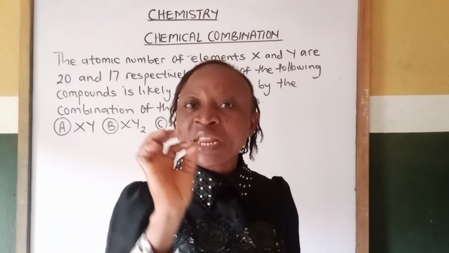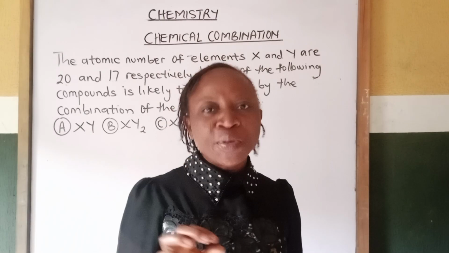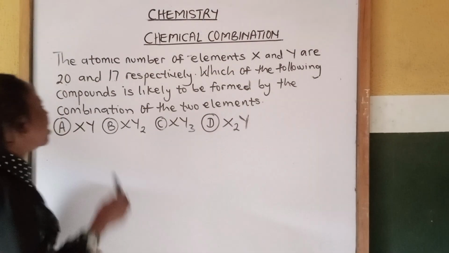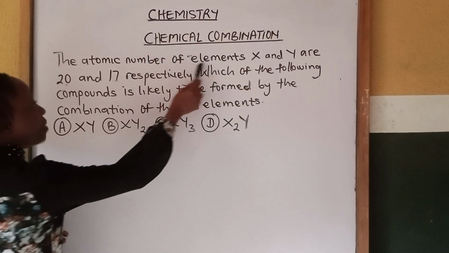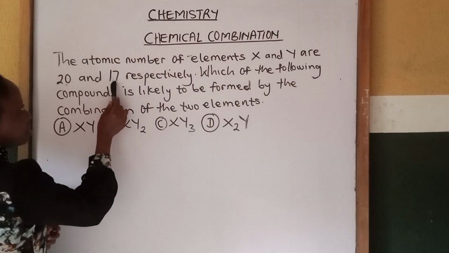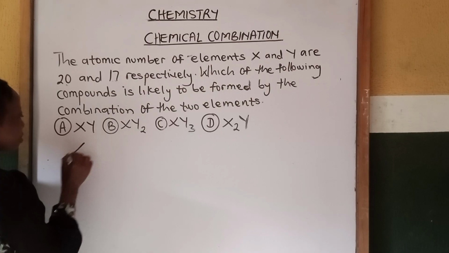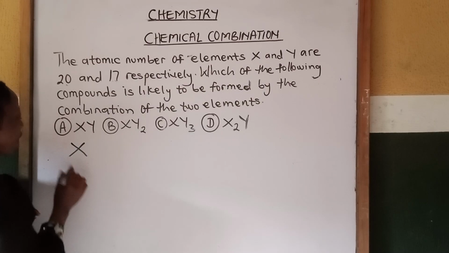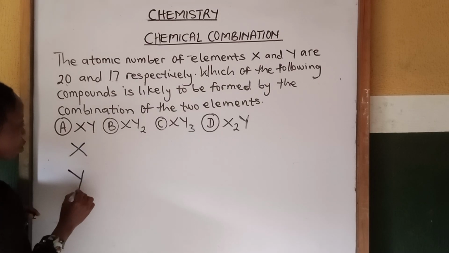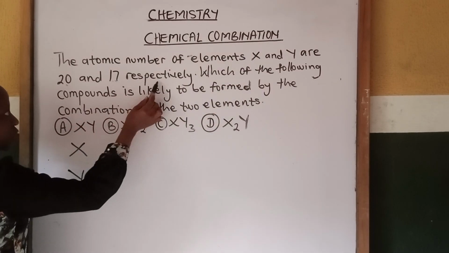Just give me 5 minutes out of your time to solve this question on chemical combination. It says the atomic number of elements X and Y are 20 and 17. So we have two elements. The first one is X, while the second element is Y, with atomic numbers of 20 and 17 respectively.